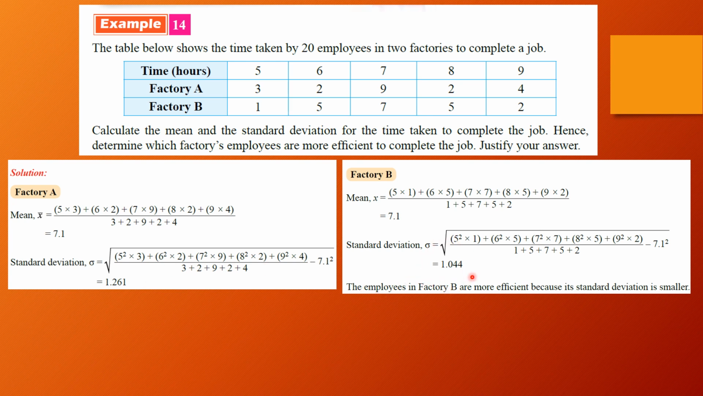So when the standard deviation is smaller, it shows that the employees in that factory are more efficient. So the employees in factory B are more efficient because its standard deviation is smaller. So if you want to know which is more efficient, the standard deviation must be smaller.